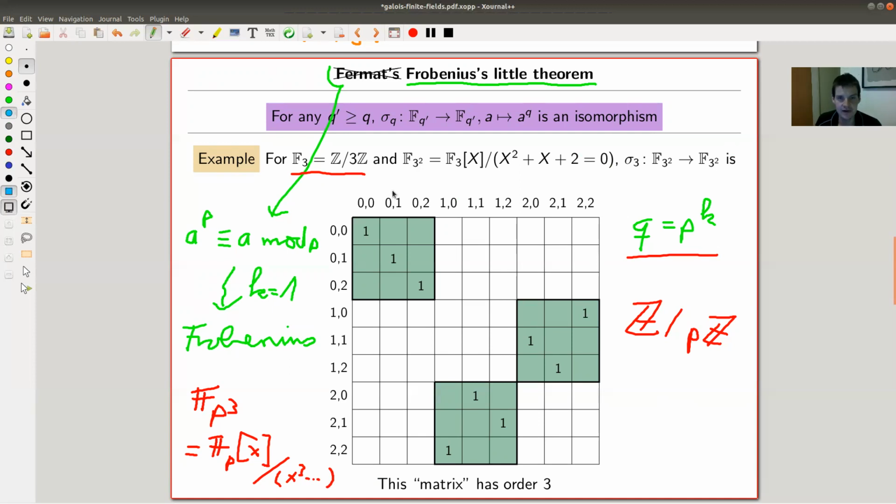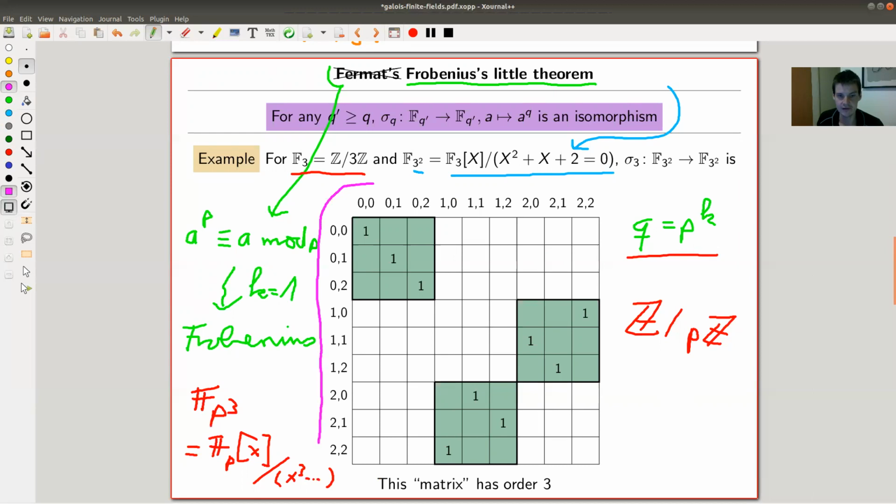Here in my example, I take F9, so F3 squared, and I mod out by an irreducible polynomial, by this funny guy here. Okay. And that sounds also not so bad. So let me try to explain how that works in the notation down here that you can see in the middle. So how the Frobenius works.